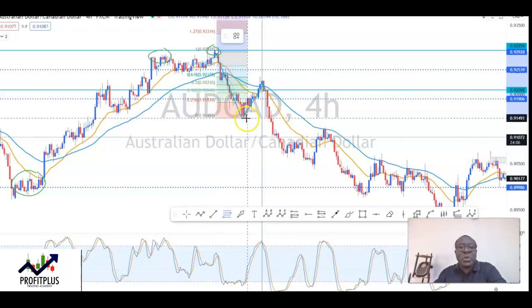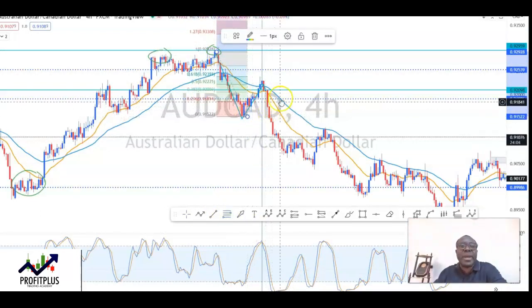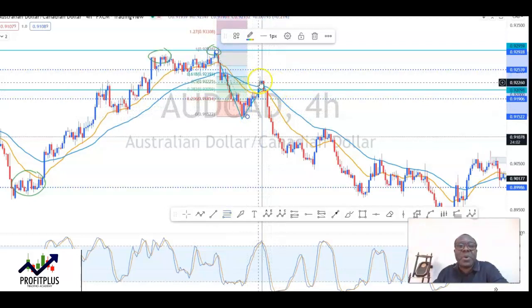You drag it from the high to the low, and you leave it. So where is it at this point? It is exactly at 50%. So we are already in the retracement zone based on the Fibonacci retracement tool. All right, I'll say that again.